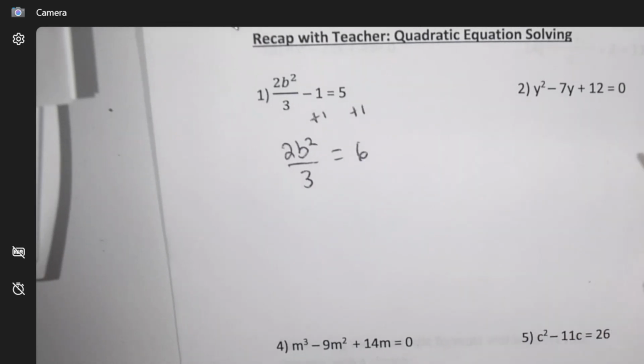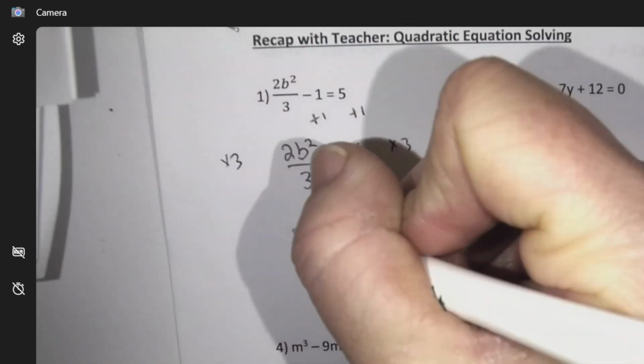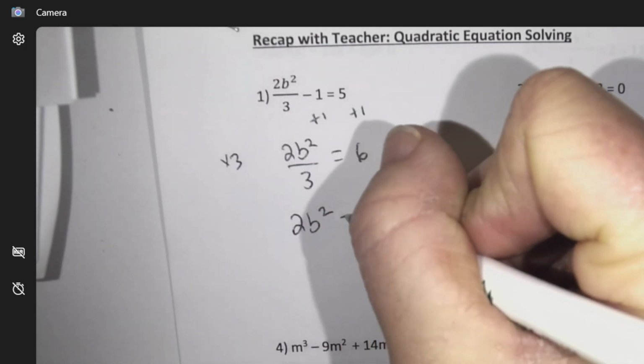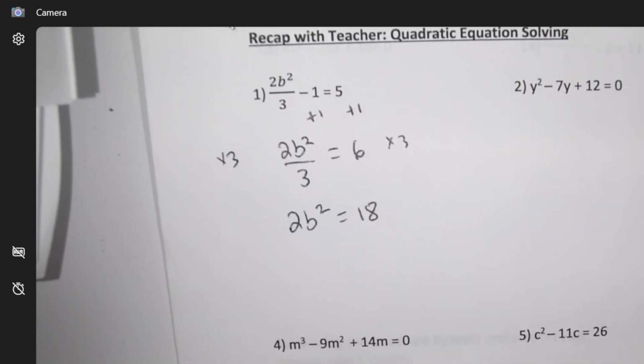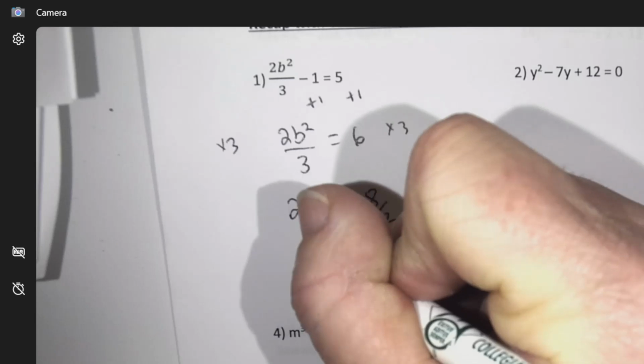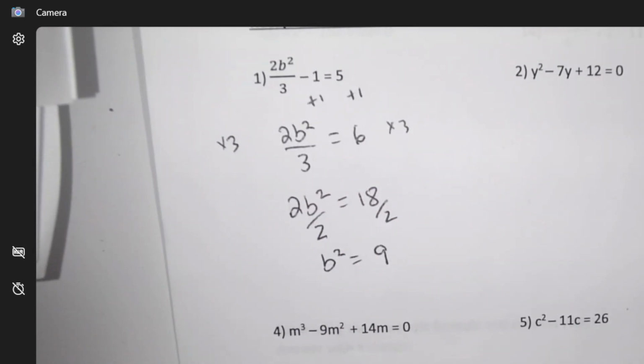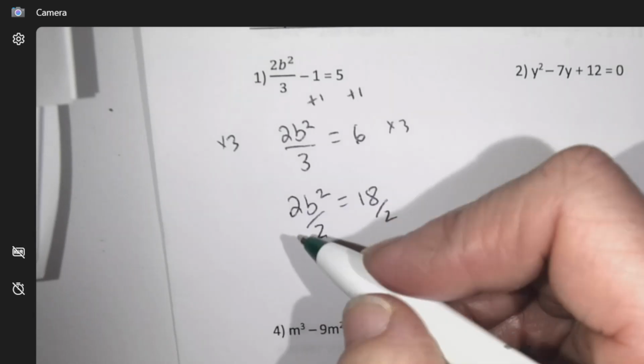I'm going to times by 3. I'm going to divide. And then to get b alone, I'm going to have to square root.